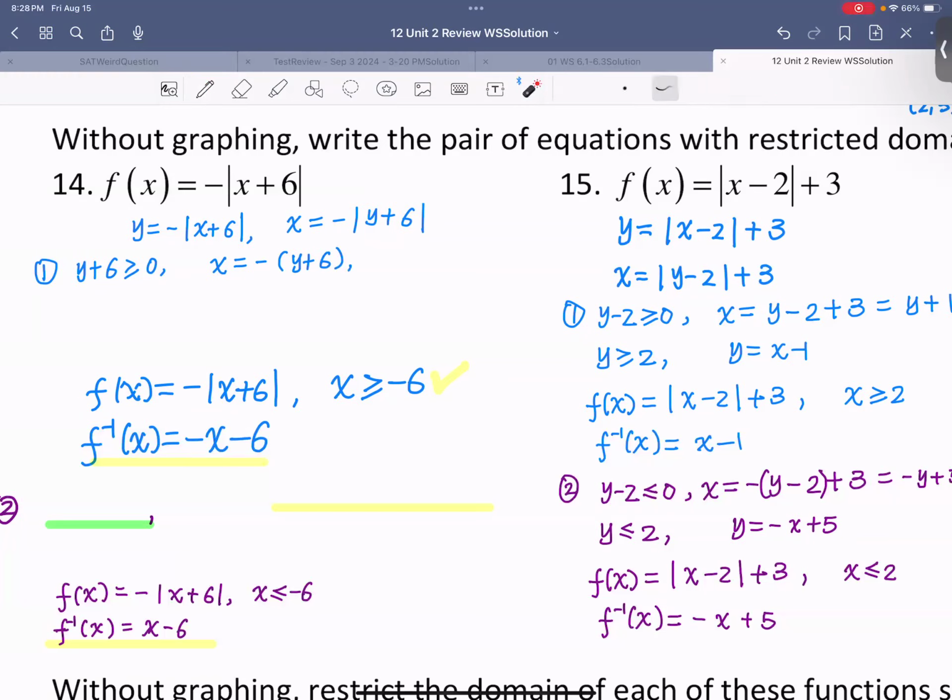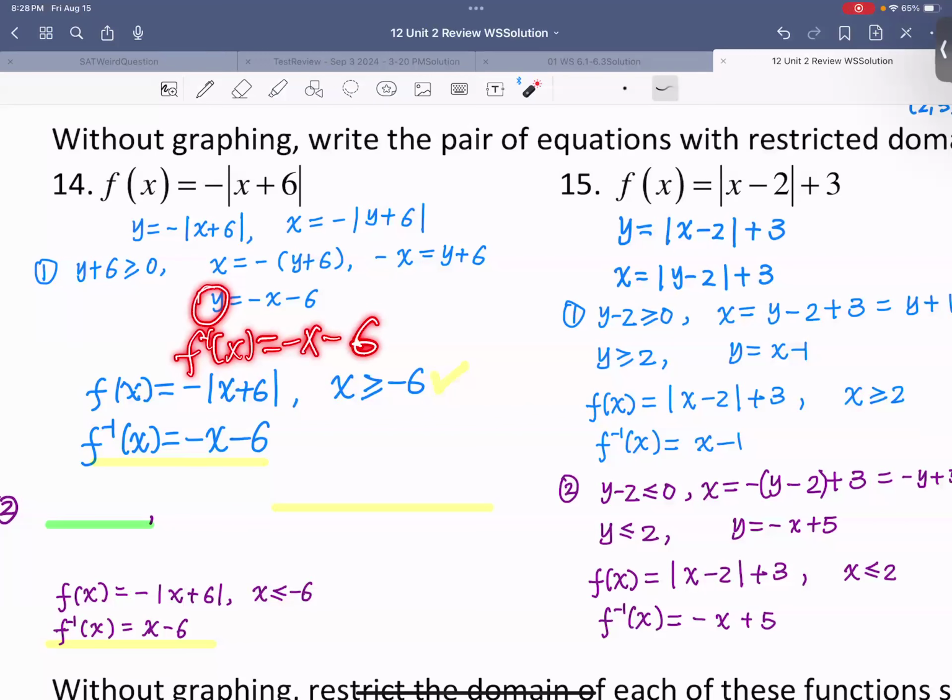And then we want to solve for y. So we give the negative to the left. So negative x equals y plus 6, right? So far, so good? And then solve for y. Go ahead. y will be? y equals negative x minus 6. That makes sense. That is our inverse function.